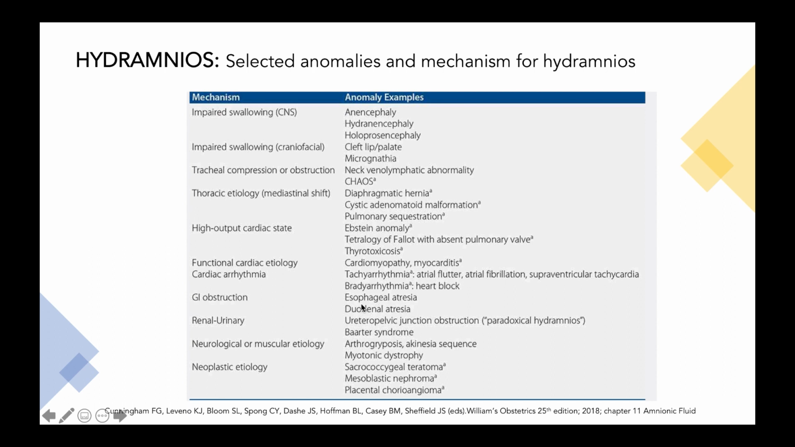Another example will be a fetus with esophageal atresia or duodenal atresia. And then if we detect a concomitant polyhydramnios, the mechanism for polyhydramnios would be GI obstruction. And so on down the line. So just look at this table so that you will be familiar with the mechanism of hydramnios for each selected fetal anomaly.